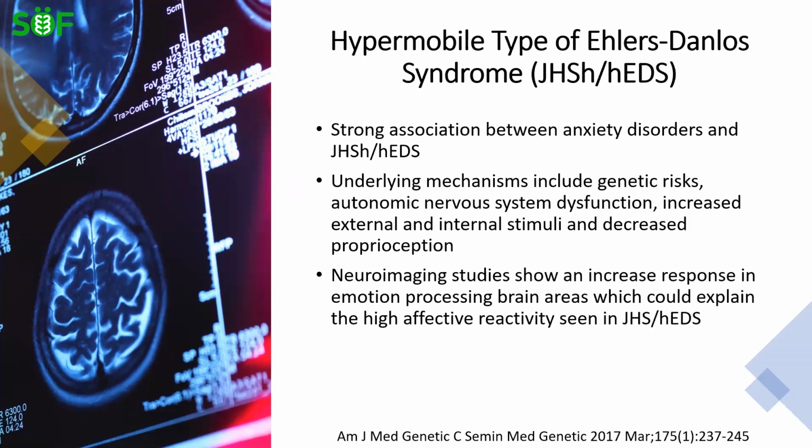And these can include changes in genes that are being investigated, and autonomic system dysfunction. This means that your autonomic nervous system controls your body without you having to think about it. So it controls your heart rate and your blood pressure. If your autonomic nervous system is not working well, your heart rate can beat very fast and you can have feelings of anxiety. There may be other things like a lot of stimuli from inside the body or outside the body that can induce anxiety, and also the inability to know where your joints are in time and space, or proprioception, can affect it too.